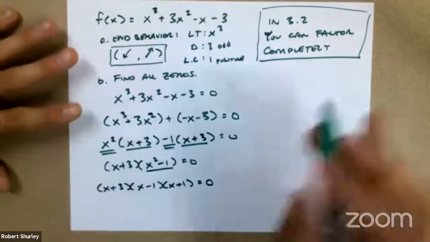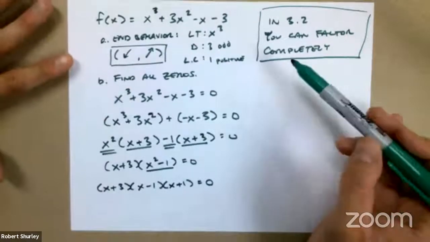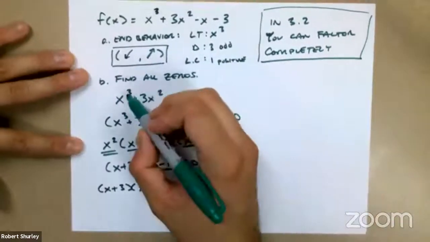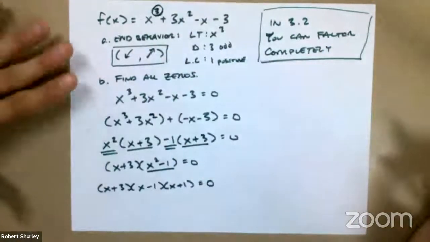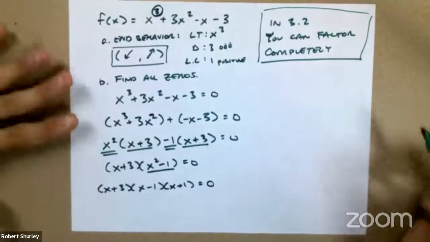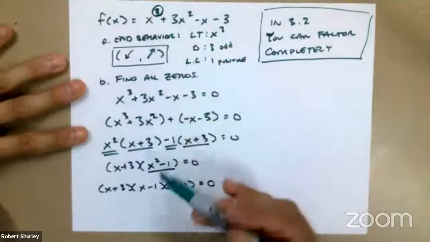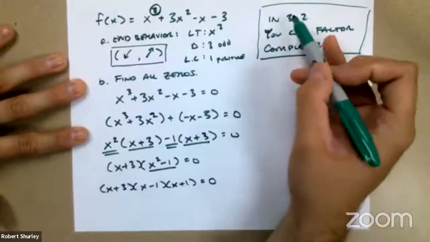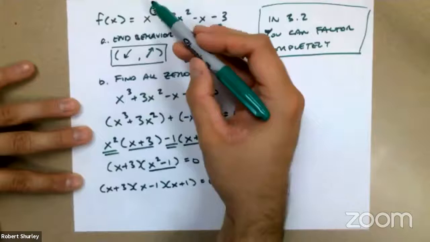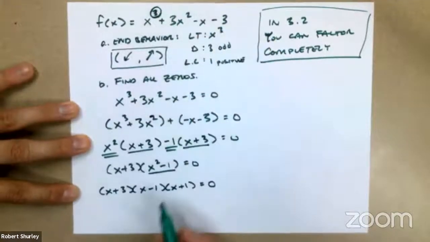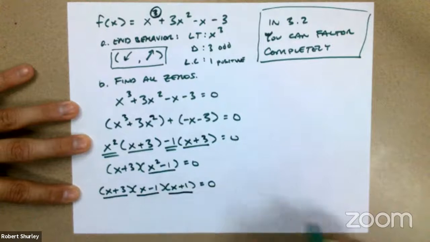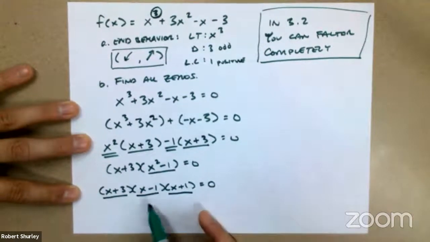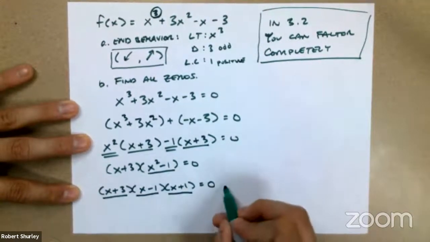Okay? Now notice there's some neat stuff going on here. We had a degree of 3 that we started with. I'm going to slow down right here and talk about what's going on and what's neat. We had a degree of 3. And when we factored it completely, which all of them in 3.2 will factor completely, we had 3 factors with x. Kind of cool.